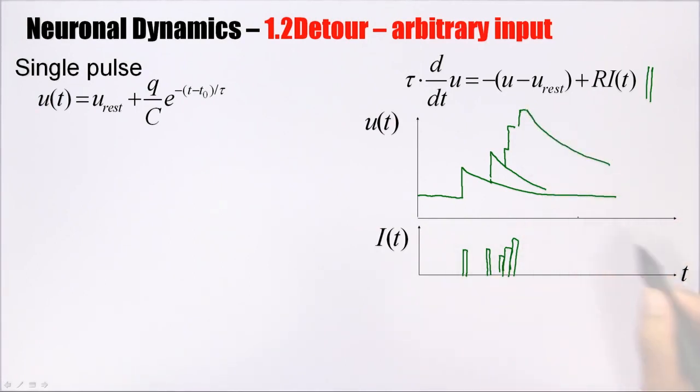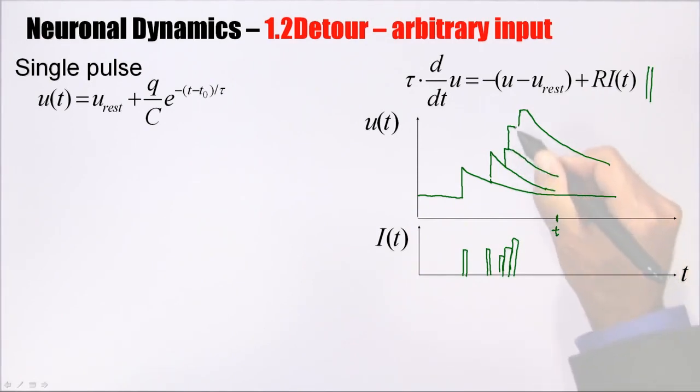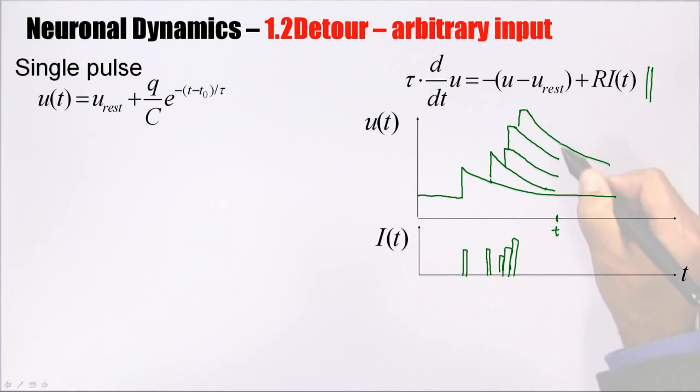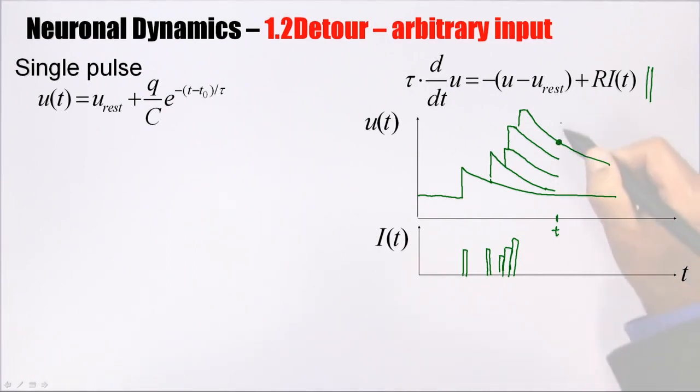And in the end, I can sum up all the contributions of the different pulses and say, well, what's the response at time t? The response is the response of the first pulse, plus the response to the second pulse, plus the response to the third pulse, plus the response to the fourth pulse and the fifth pulse, and so on. And the net result, u of t, is the sum of all those responses.